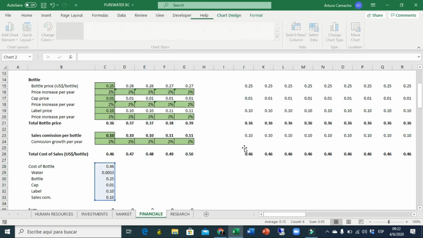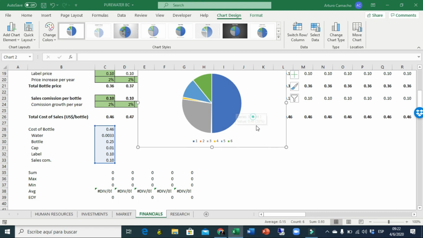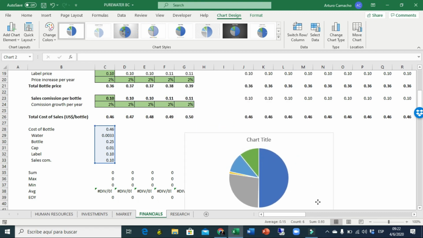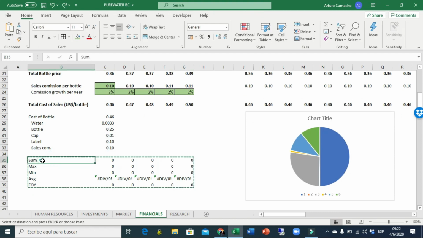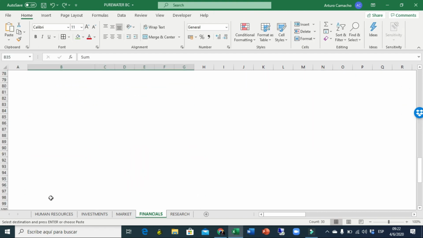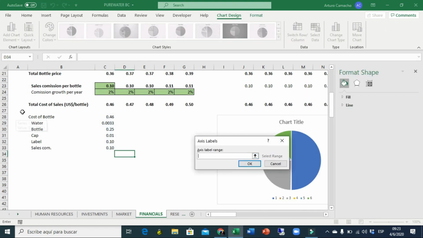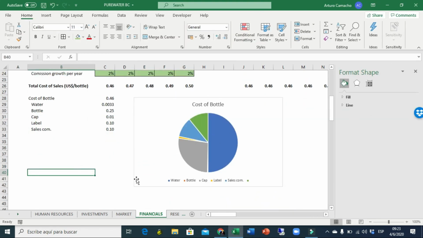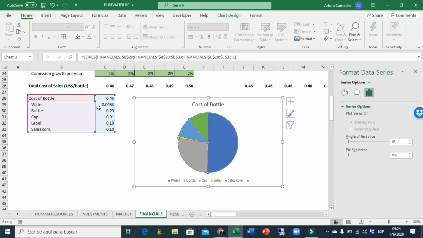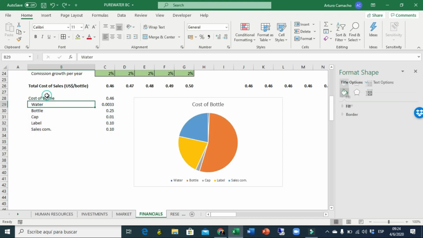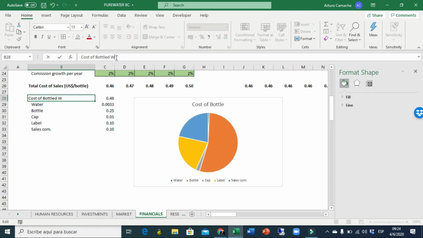So we will have something like this. Wait, let me get this out of the way. It's down here. Could be good. And the water itself, the water price. Wait, what is this? Oh, I'm sorry. There you go. I think I have to change it here. Cost of bottled water.